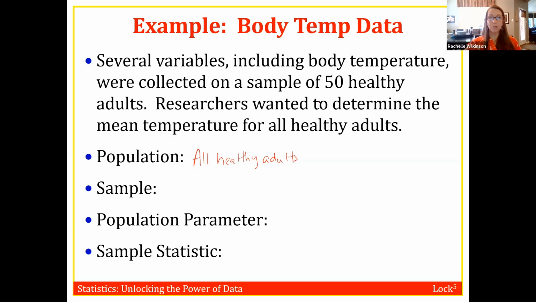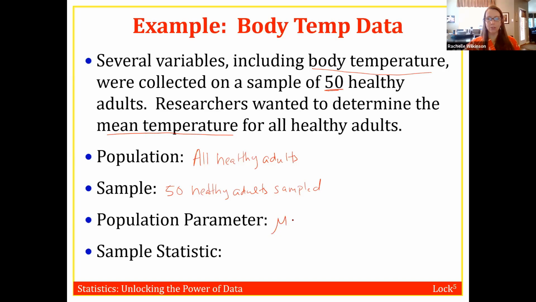The sample, the subset of the population that we're actually measuring, is going to be these 50 adults that we actually measured. So the 50 healthy adults. Our population parameter, we're looking at, looks like we measured body temperature, which is quantitative. So we're looking at the mean temperature. So that's going to be mu.